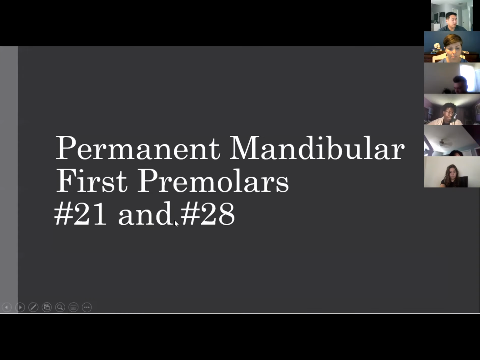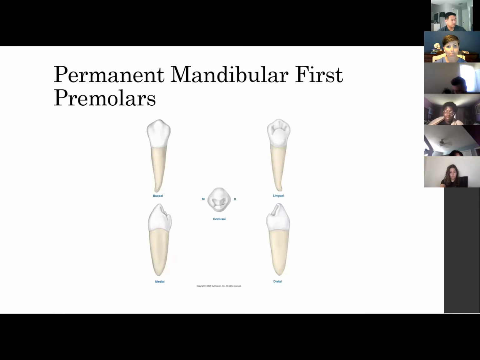Okay, all right, so here's your permanent, 21 and 28, mandibular first premolars. So this is your buccal, your lingual, your distal, and your mesial, and then here's your occlusal. You can already see that there is a little groove here on the mesial side.